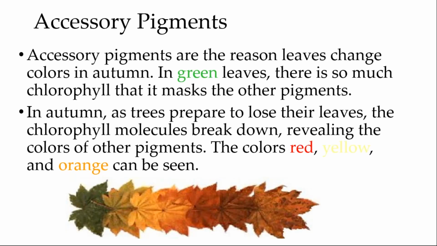Now coming to the accessory pigments, these are the reason that leaves change color in autumn. In green leaves, there is so much chlorophyll that it masks the other pigments. In autumn, however, as the tree prepares for senescence, that is when the leaves are going to fall off, the chlorophyll molecules break down, revealing the other pigments such as red, yellow, and orange that are often seen in autumn leaves.